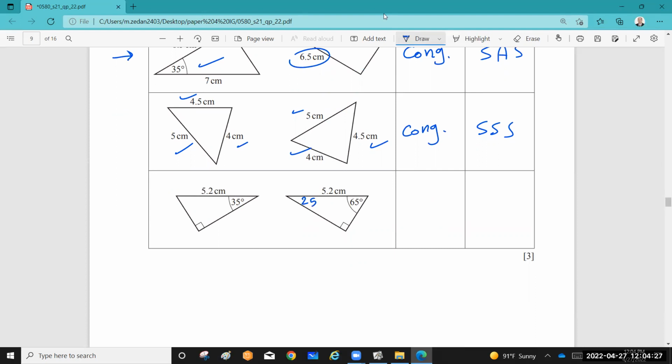90 minus 65. But now the angle is different. Yes, you have hypotenuse only, 5.2, but it's not enough. The theorem you can use is RHL, the right angle, hypotenuse and leg. The leg here is not congruent, so the triangles are not congruent. Okay, this is nothing.